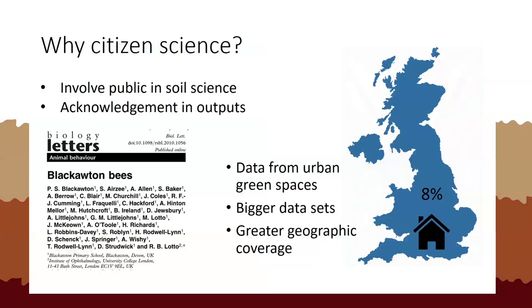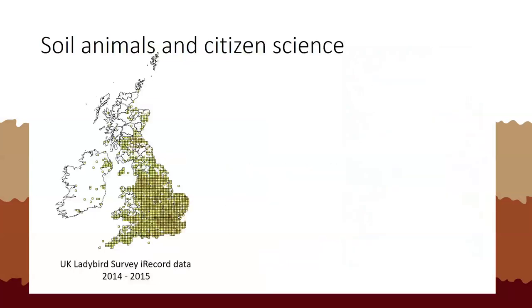So it's partly that, but it was also because another thread of my PhD is collating data from other researchers, and I have a lot of data on agricultural and forestry environments, but not so much on urban areas, which actually forms 8% of the UK. And so citizen science provides a nice complement to that data set, and it also gives me the opportunity for larger data sets and greater geographic coverage than I could on my own driving around, and also people's gardens, which is difficult to access on my own.